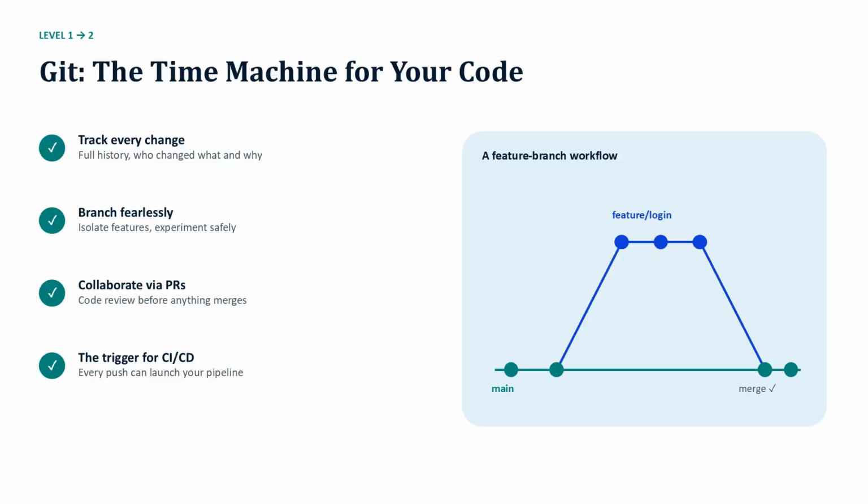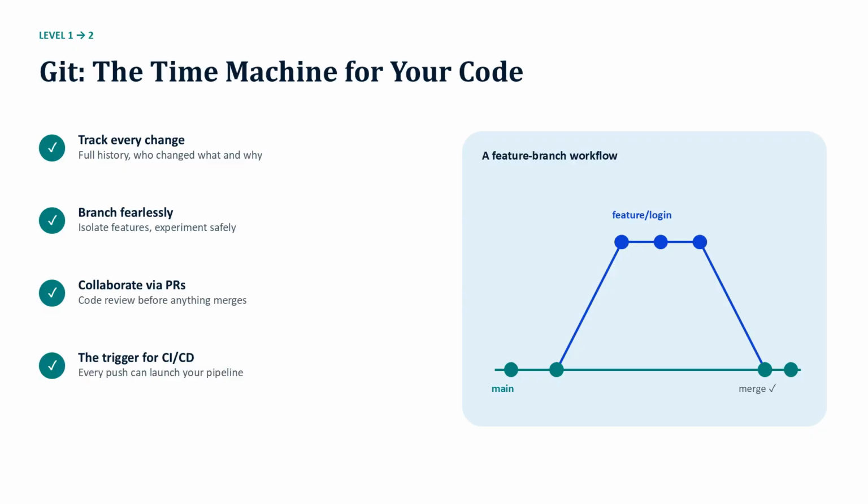Git is non-negotiable. It's the entry ticket to every modern software team. Think of it as a time machine. Every change is recorded, and you can rewind anytime. The superpower is branching. You create a branch, build your feature in isolation, and when it's ready, you open a pull request. Teammates review the code, automated checks run, and only then does it merge into main.